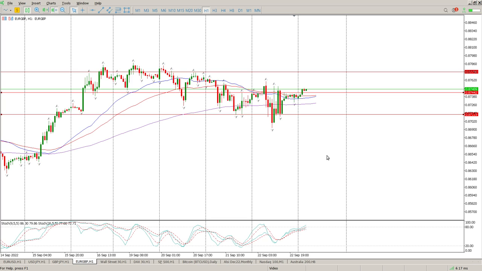Not going to worry about it in between those levels, because it's more than likely going to turn out to be some kind of a range going into the weekend. Anyway, that's me for Forex today.